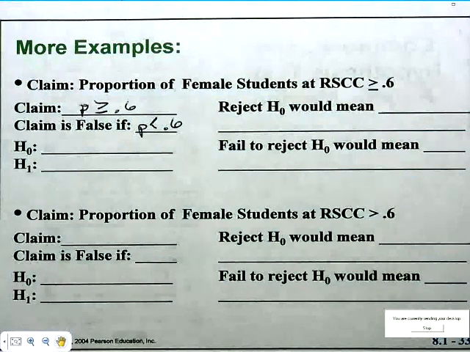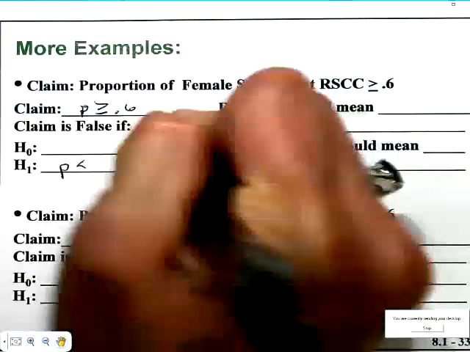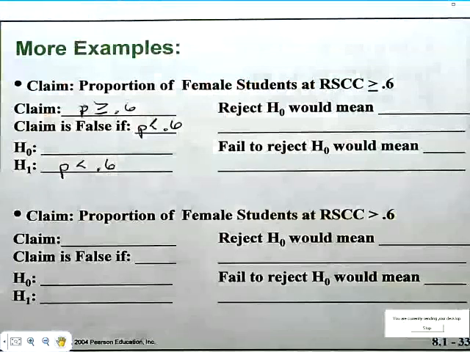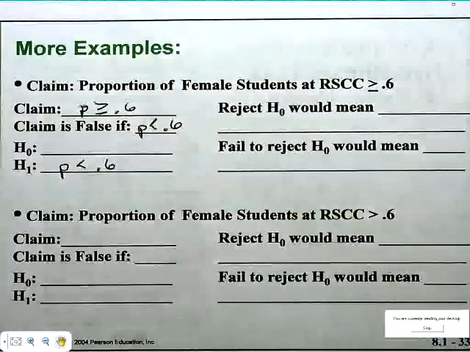The one that doesn't have the equal to. P is less than 0.6. And what's the null hypothesis? Nope. Null hypothesis always has equals.